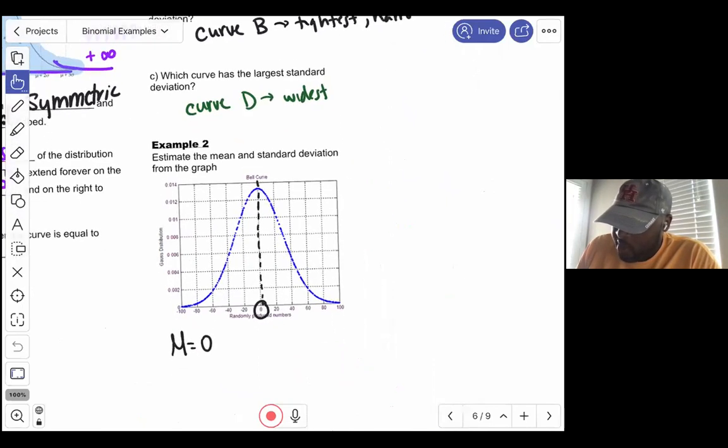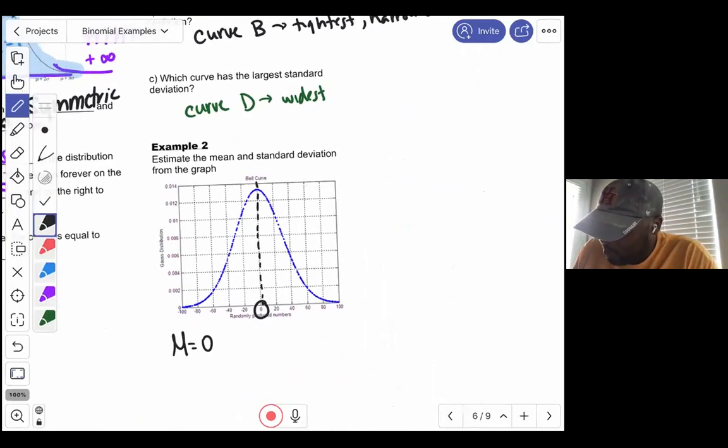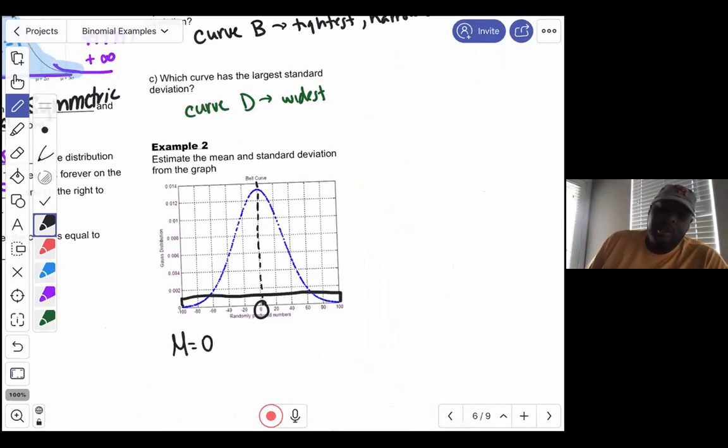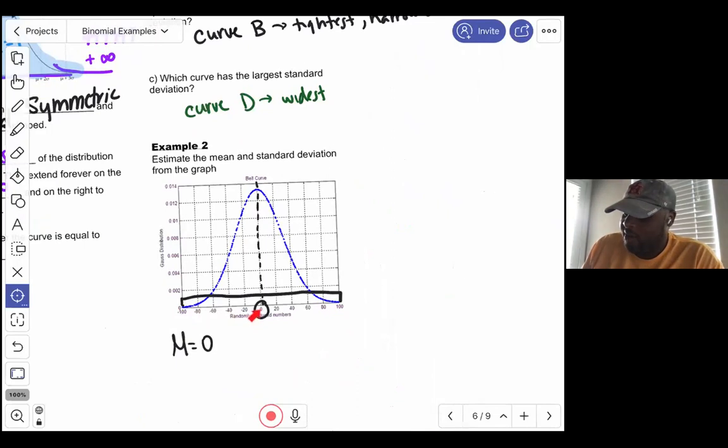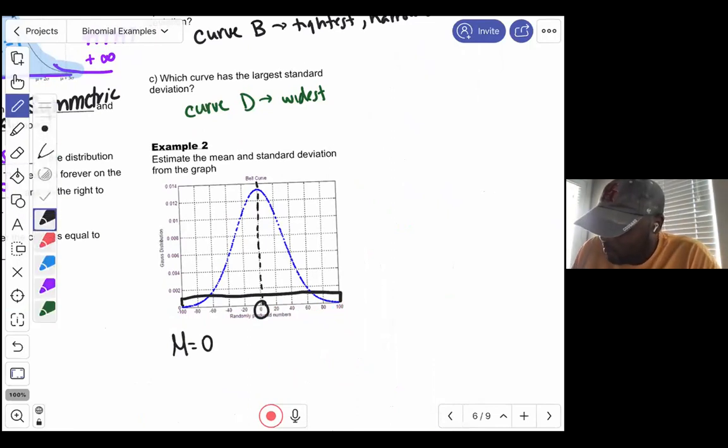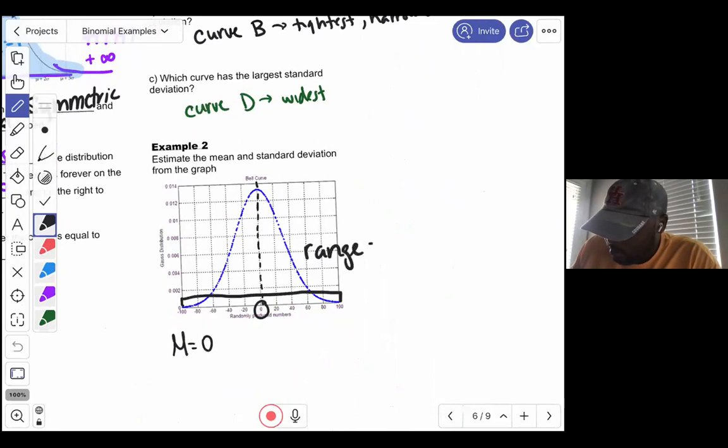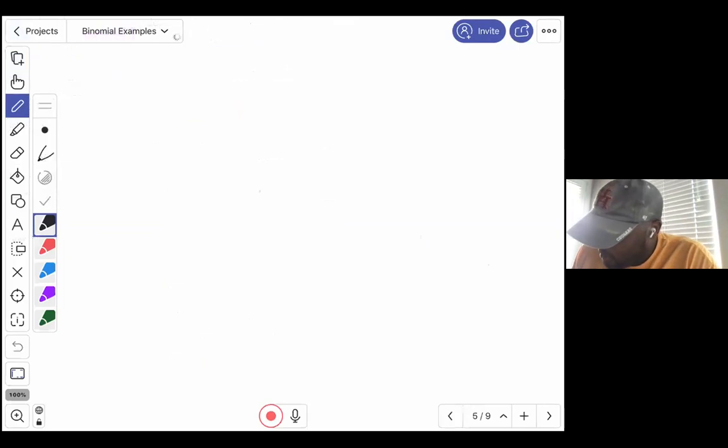Because of that, we can find the range of this curve. It looks like it goes from -100 to 100, approximately. So that range from -100 to 100 is 200, because from -100 to 0 is 100, and then from 0 to 100 is another 100. So if the range is equal to 200, then for the standard deviation sigma, we know that this range consists of 6 sigma underneath it.